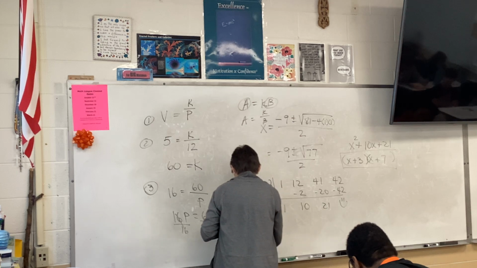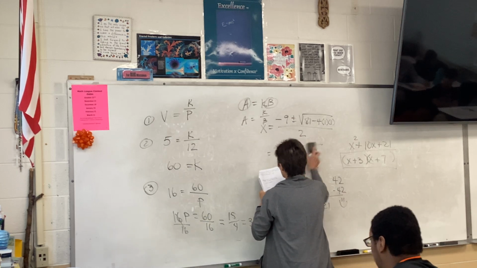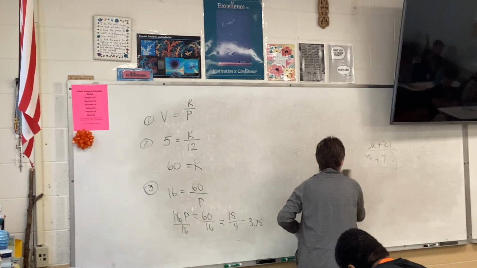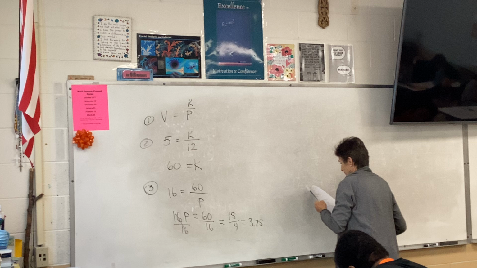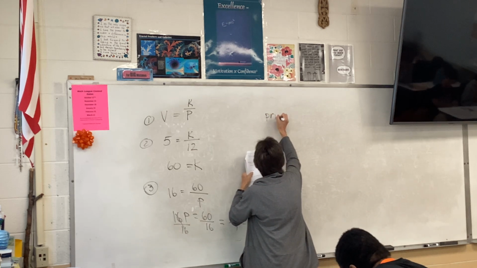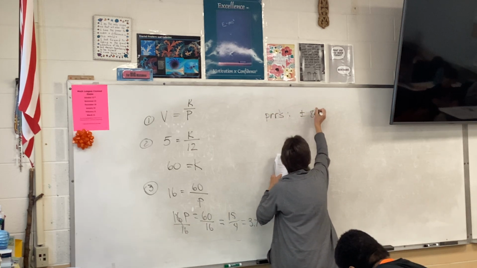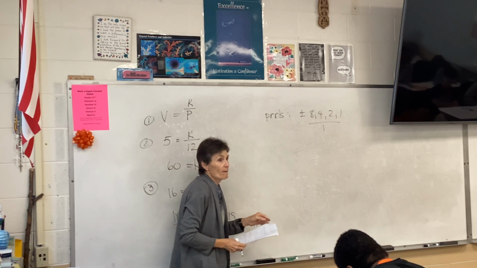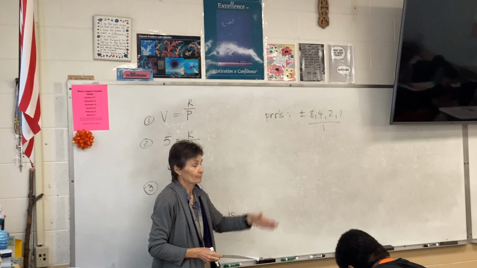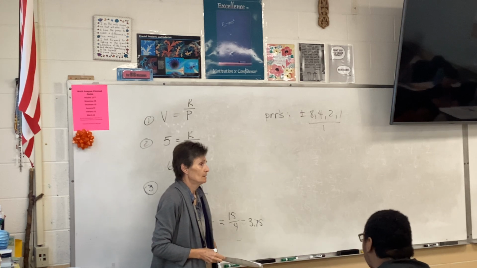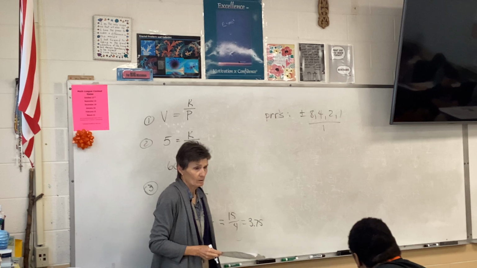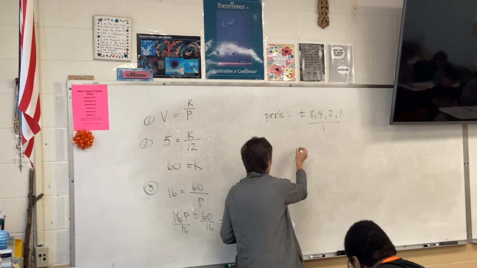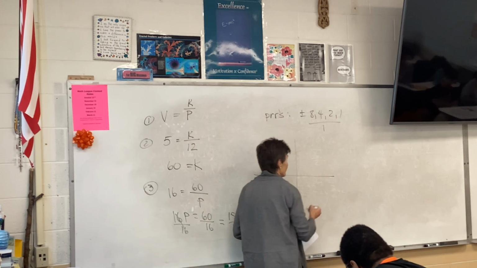All right, number 12. What are our PRRs for number 12? Plus or minus 8, 4, 2, and 1 over 1. Remember, those can be in any order. Factors of 8 over factors of 1. Find the factors and sketch.